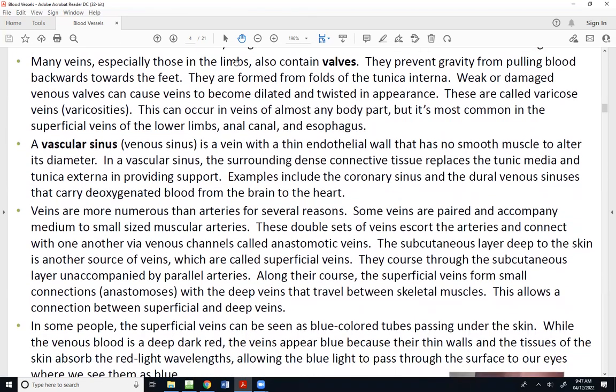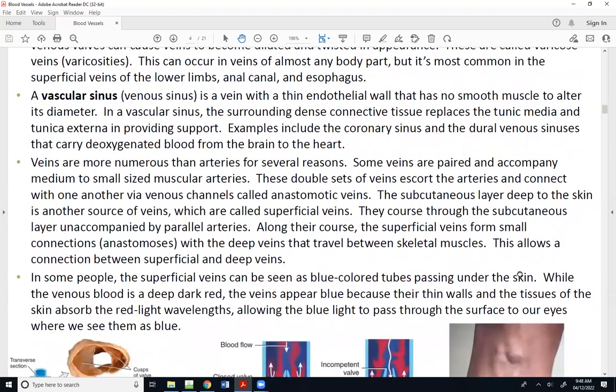Many veins, especially those in our limbs, contain valves, which we mentioned the other day, which prevent gravity from pulling the blood back towards our feet, or if your arms are at your sides, down towards your fingers. They are formed from folds of the tunica interna. Weak or damaged venous valves can cause veins to become dilated and twisted in appearance. We call these varicose veins or varicosities, and I'm sure you've heard of and seen people with those. It occurs in veins of almost any body part, but it's most common in the superficial veins of our lower limbs, the anal canal and the esophagus.